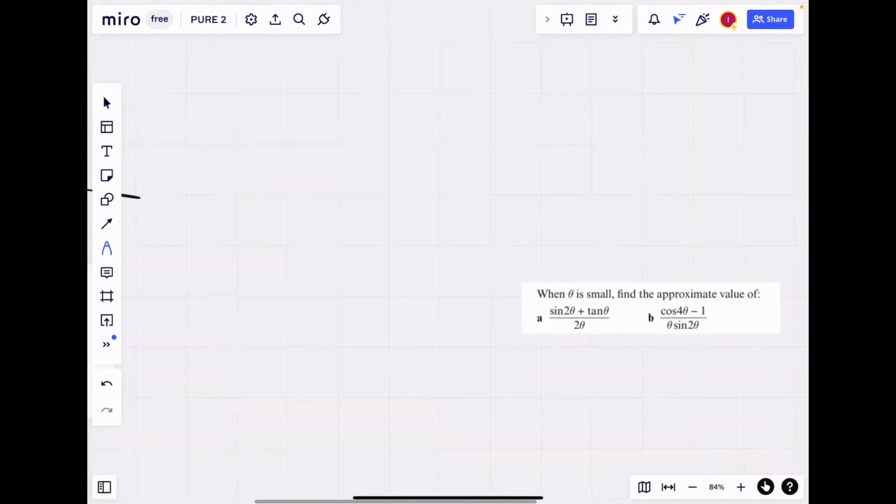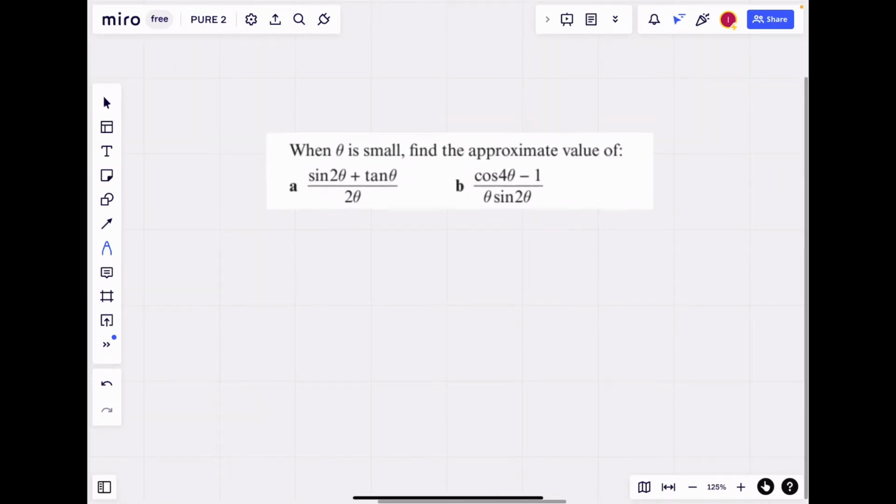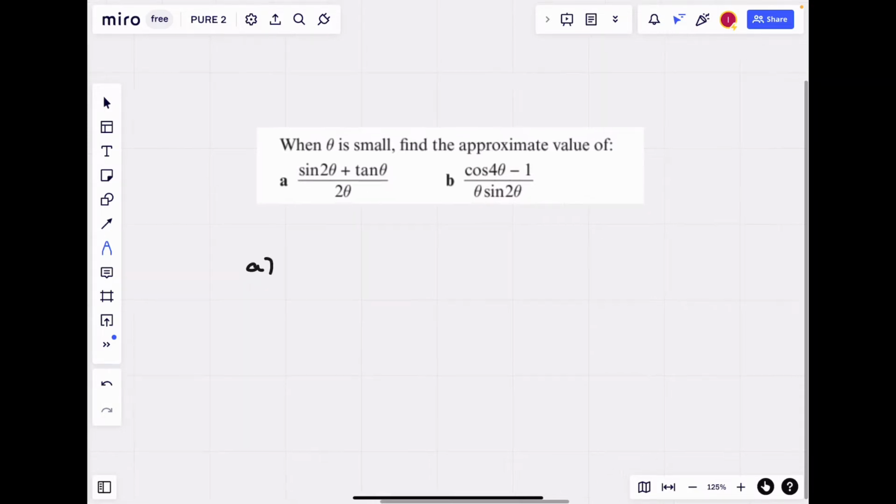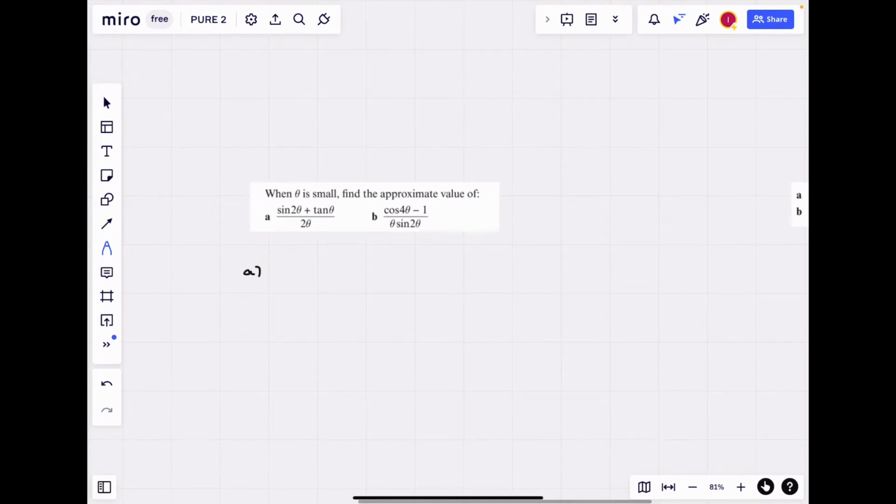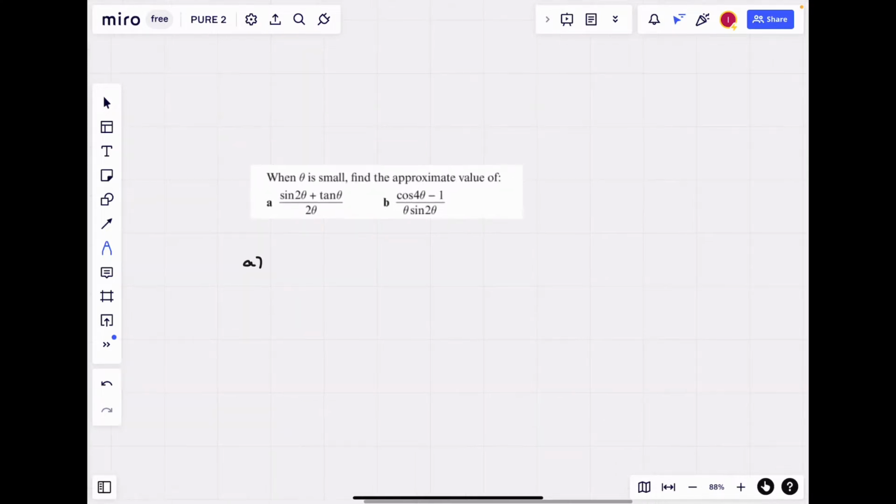Okay, so let's have a look at examples. I'm going to do part A, you're going to do part B. When theta is small, find the approximate value of... Okay, so we said that the small angle approximation for sine theta was just theta. So for sine 2 theta, it's going to be 2 theta. And for tan, it's just going to be theta over 2 theta, like that.